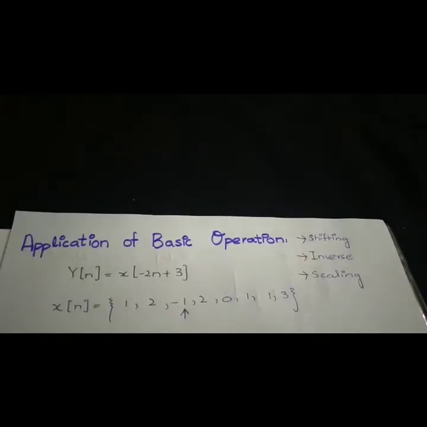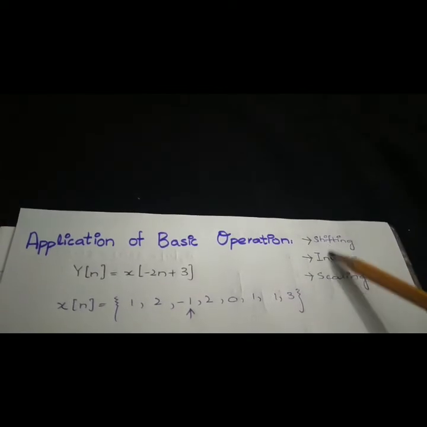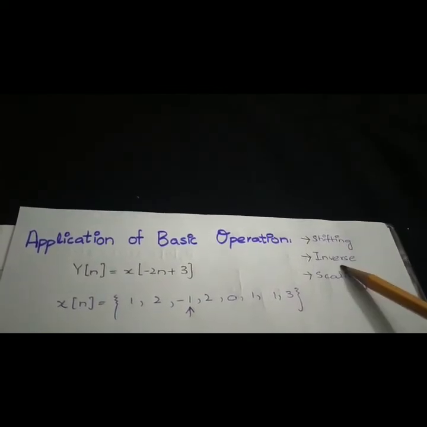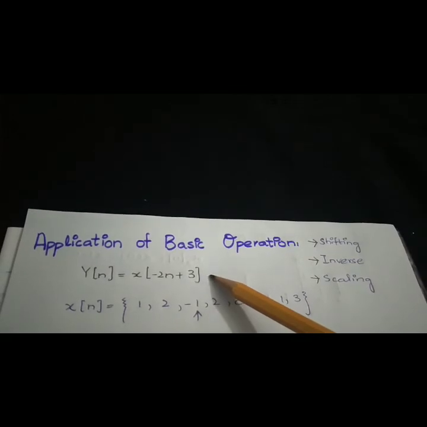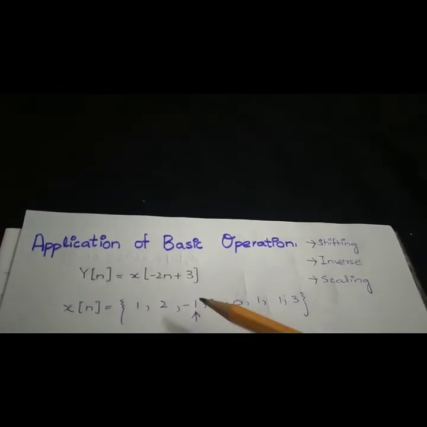We'll discuss the applications of basic operations. If we want to perform these three operations, that is shifting, inverse, which is also known as flip or mirror, and scaling, on a system simultaneously, then what will we do? Consider a system y of n equal to x of minus 2n plus 3, where x of n is equal to 1, 2, minus 1, 2, 0, 1, 1 and 3, and our 0 index is at minus 1.